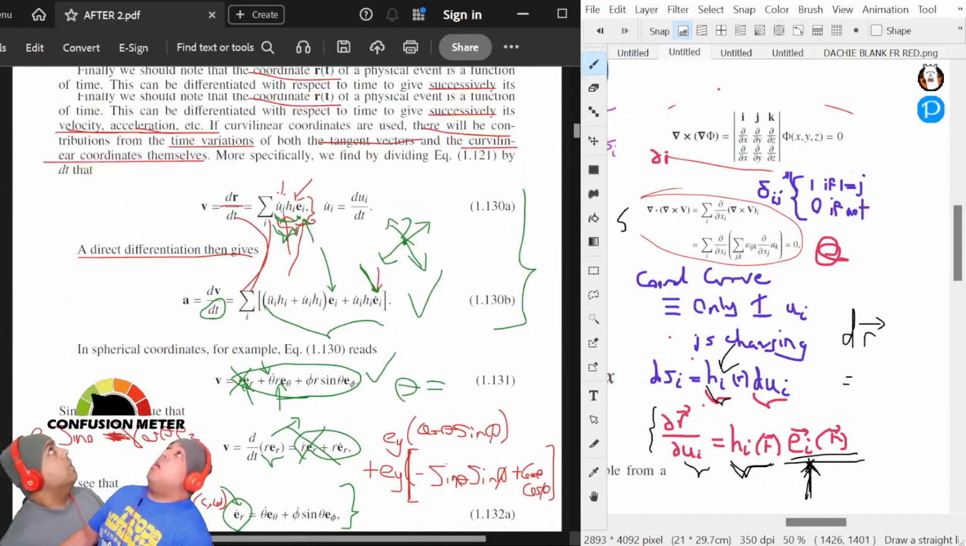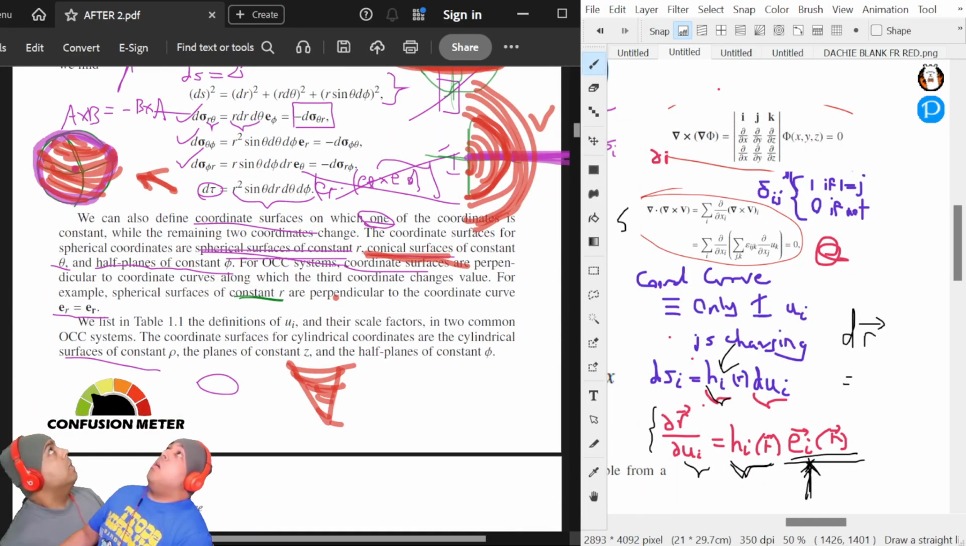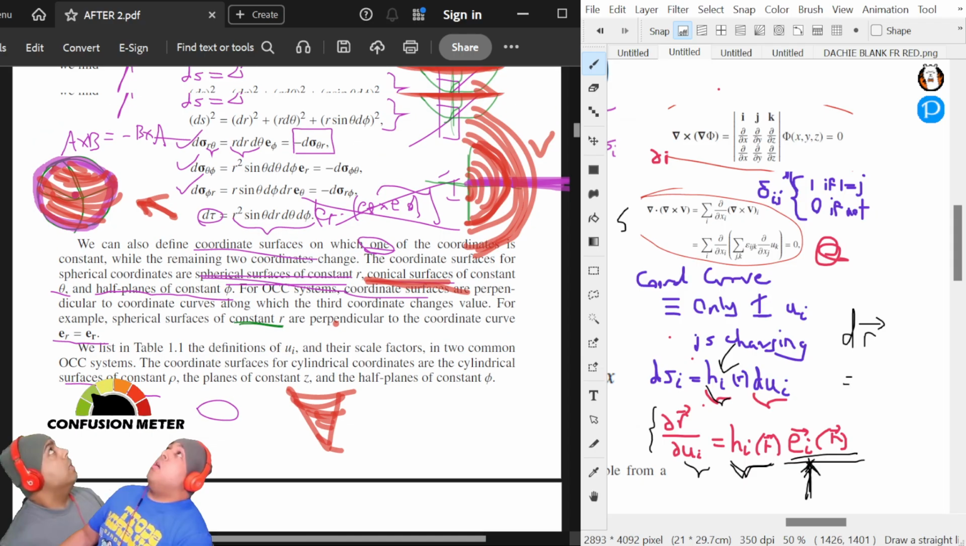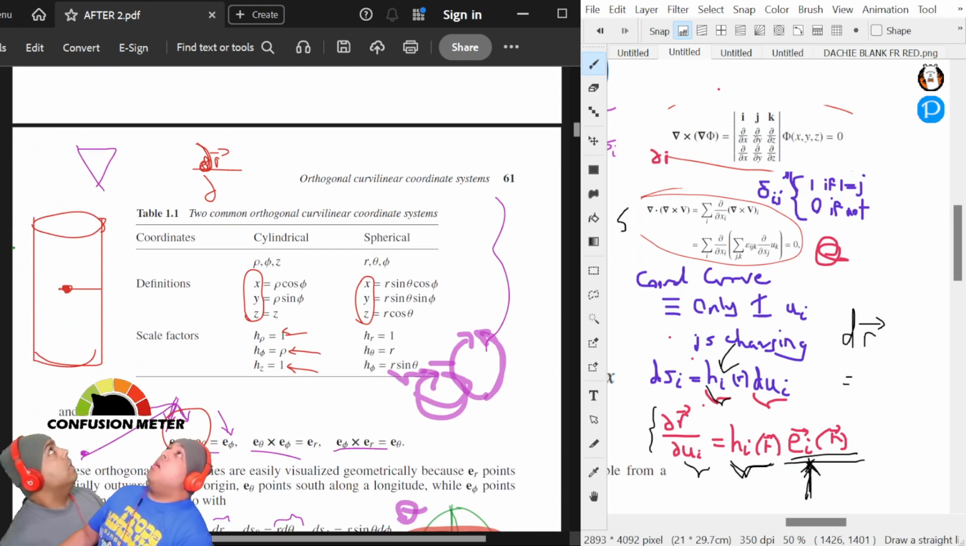Okay, we're almost done with the recap. We also did the definition of ui and scale factors in two common orthogonal curvilinear systems. Scale factors is the word for h.